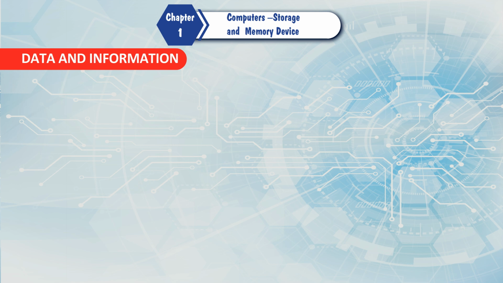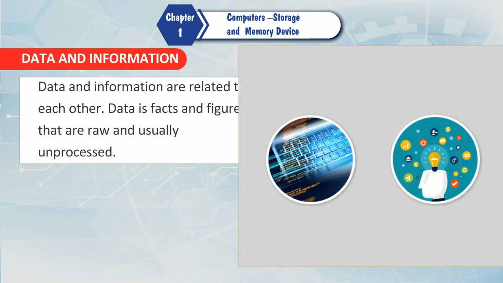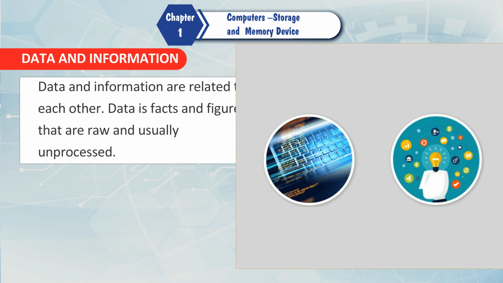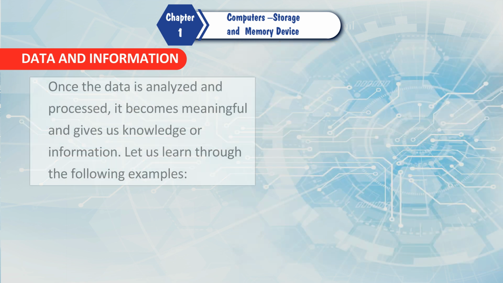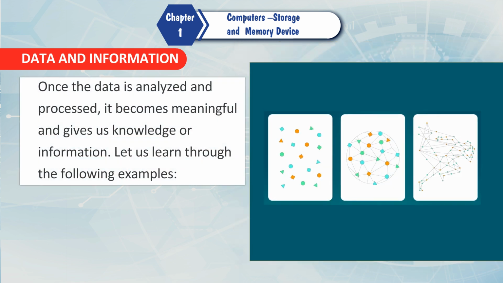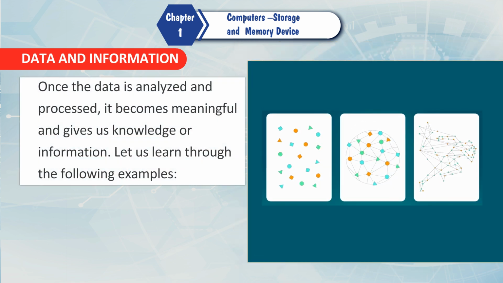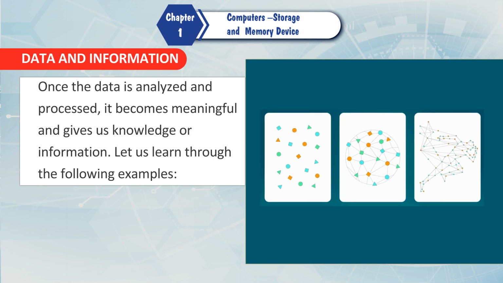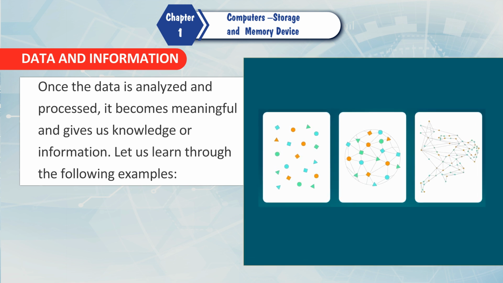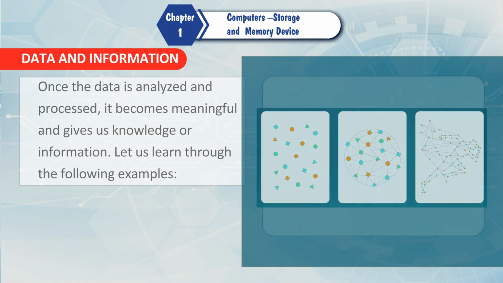Data and information. Data and information are related to each other. Data is facts and figures that are raw and usually unprocessed. Once the data is analyzed and processed, it becomes meaningful and gives us knowledge or information. Let us learn through the following examples.